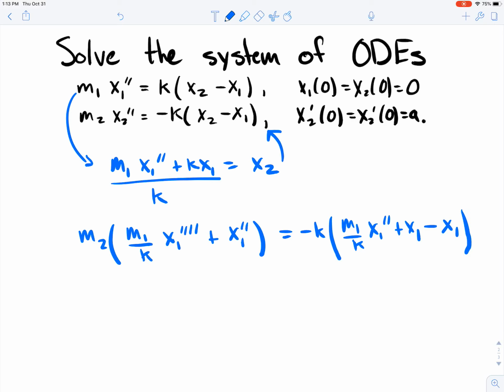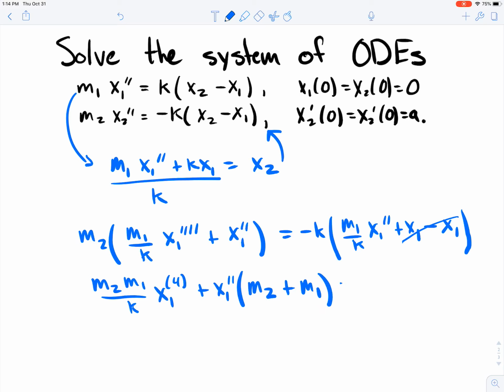So then to reduce this, we have that these x1's cancel. We go ahead and multiply m2 m1 over k times the fourth derivative of x1. And then we go ahead and put here x1 double derivative. So in parentheses, we're going to have an m2 from the left. But from the right, you're going to go ahead and add m1. And this is what we get.